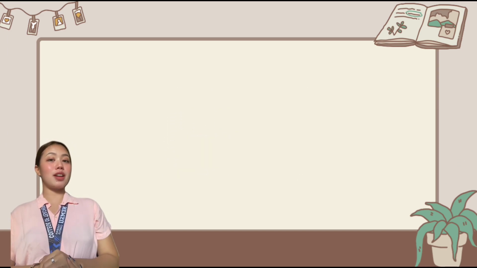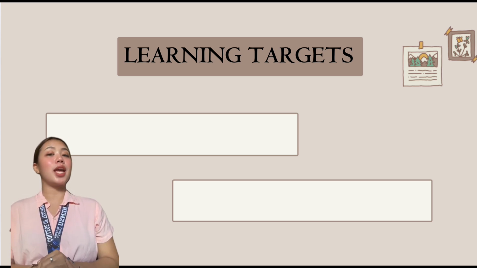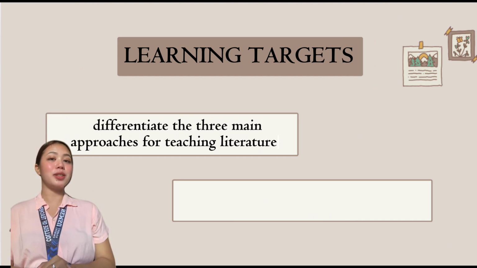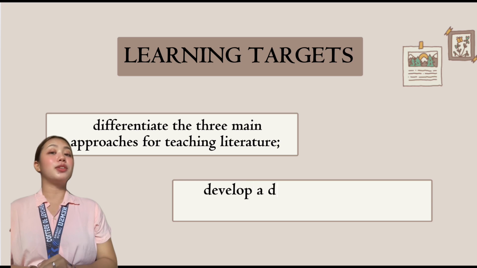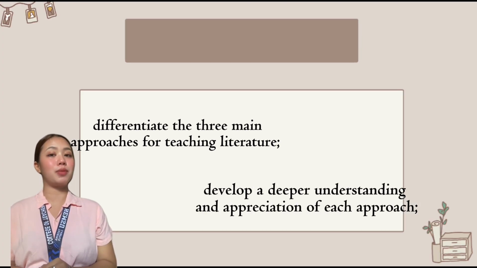For you to be guided throughout the lesson, here are the objectives that you will be able to achieve at the end of the lesson. Differentiate the three main approaches to teaching literature. Develop a deeper understanding and appreciation of each approach.